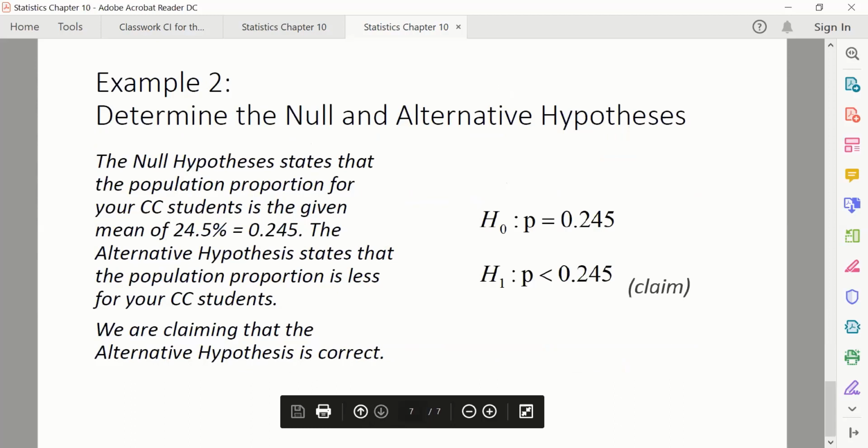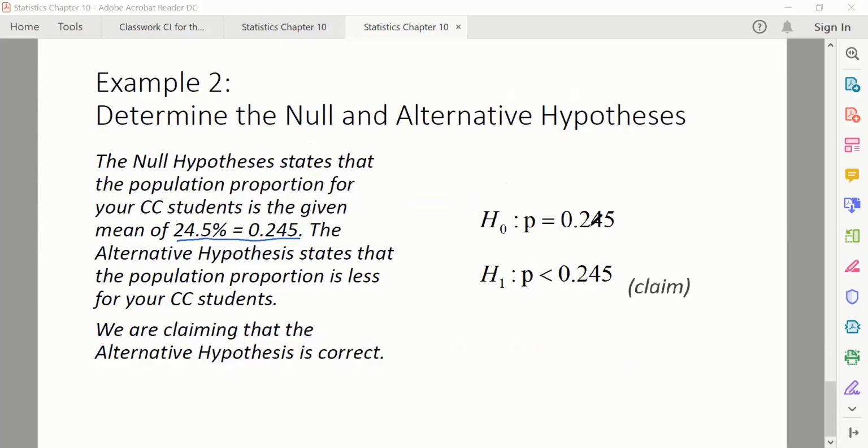So our null hypothesis goes with the population that is given to us of 24.5%, and we write it as a decimal, 0.245. So that's our null. But our claim is that it's actually less than 0.245, and that's our alternative hypothesis. Okay, so I put those separate to make it easy to look at the null and alternative if you're having trouble with that.